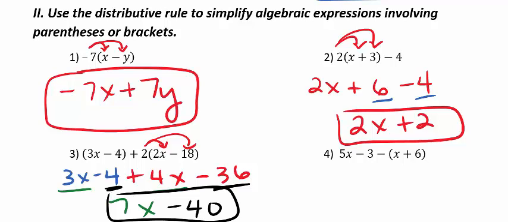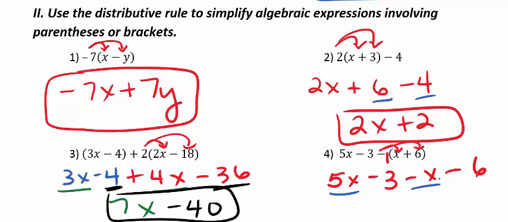Now in this one, we want to distribute this minus sign, and we can think of it as a negative 1 that's being multiplied by everything inside the parentheses. So we can rewrite this as 5x minus 3, and then multiply the negative 1 times x, and that's going to give me a minus x, and then a negative 1 times 6, and that's going to give me a minus 6. So when we combine like terms, 5x minus 1x is going to be 4x, and then we can combine the minus 3 and the minus 6 to be minus 9.